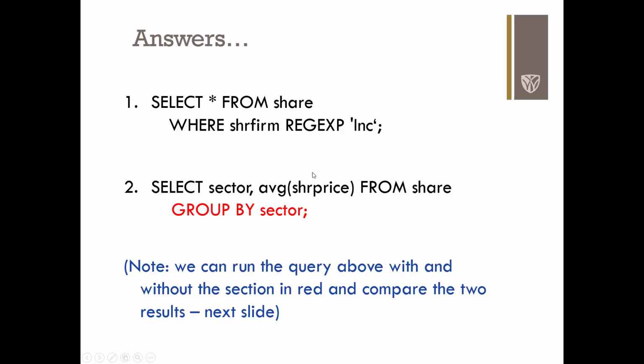If you take a look at this query, again, we're going to select the sector name, the average share price from share, and then what we've added here is group by sector. If we run that query with and without the part in red, you'll see that we get very different responses.